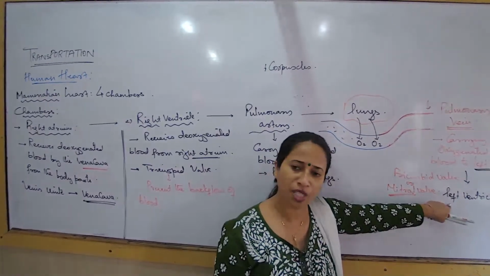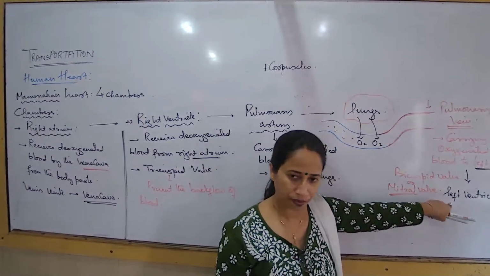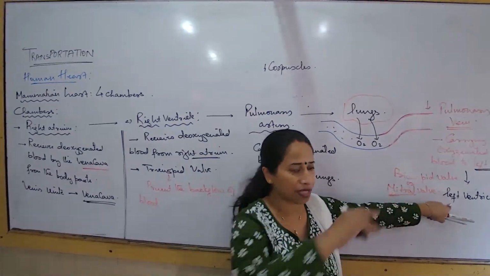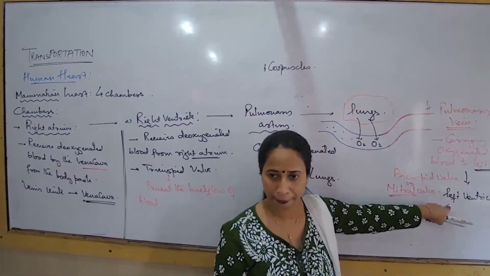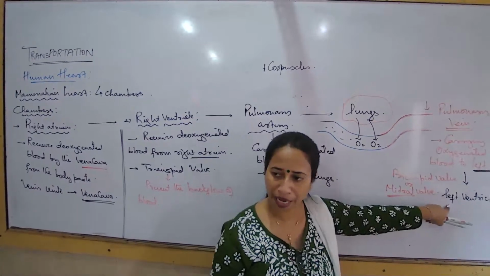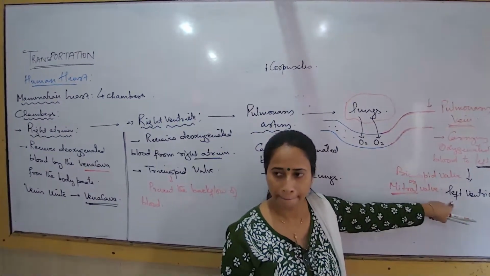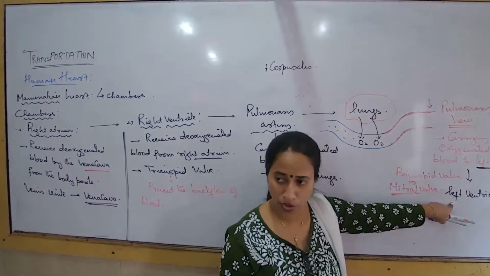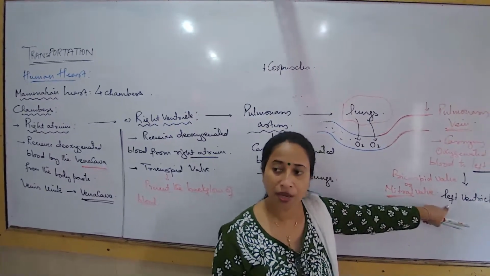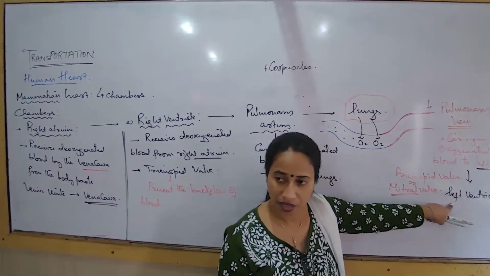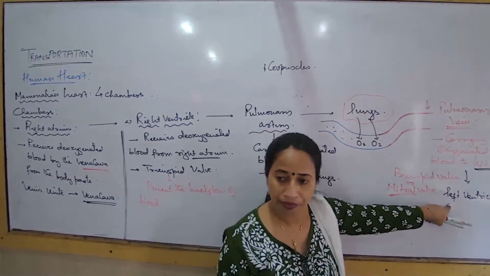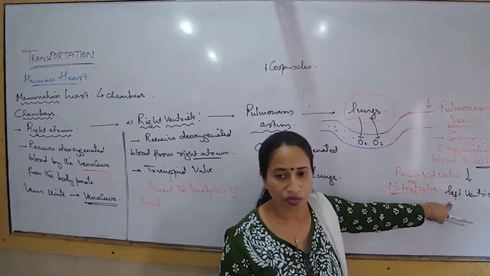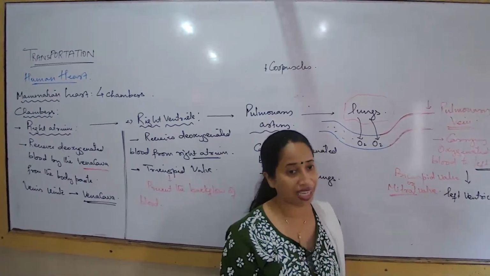Then what is the function of this bicuspid valve? Check the figure and tell me. Same for the tricuspid, I told you. What is the function? It prevents backflow of blood from the left ventricle to the left atrium.